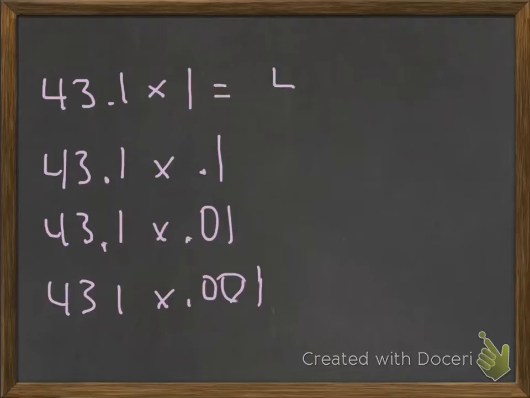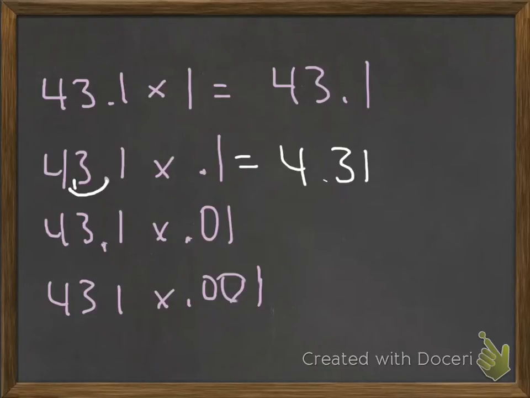So what you should have gotten as an answer, you should have gotten 43 and 1/10 times the 1 would of course get you 43 and 1/10. Then in order to figure out 1/10 of 43 and 1/10, that decimal would back up 1 place, and you would now have a value of 4 and 31/100ths. In order to figure out 1/100th of 43 and 1/10, the decimal would now back up 2 places, which would give you a value of 431 thousandths.